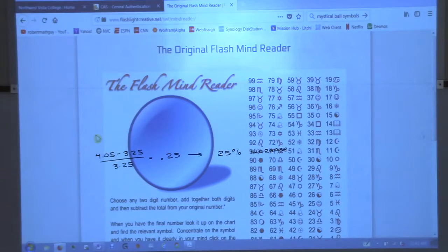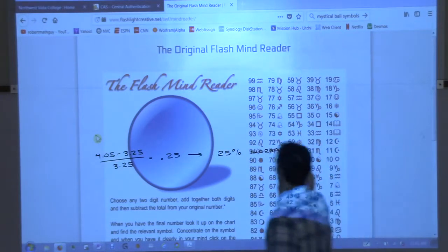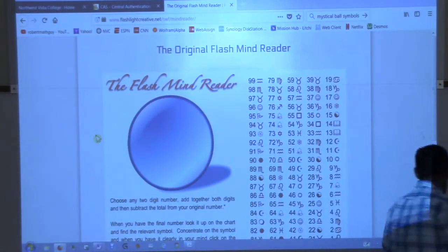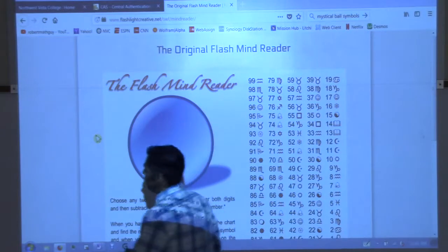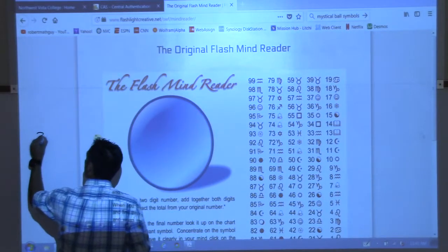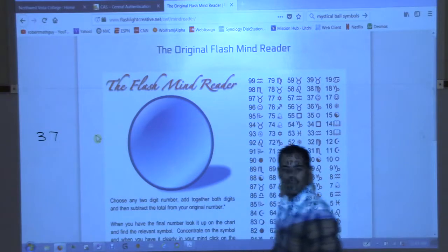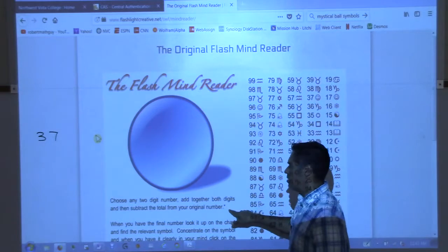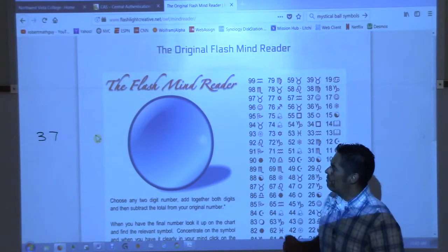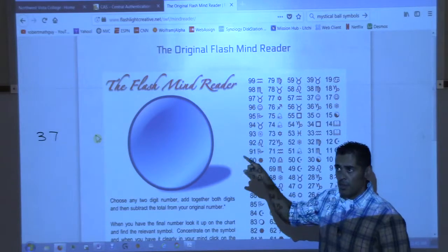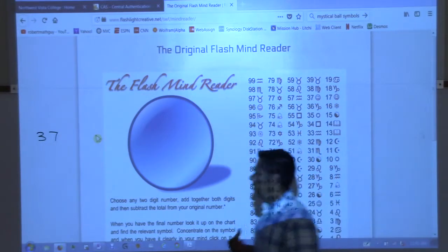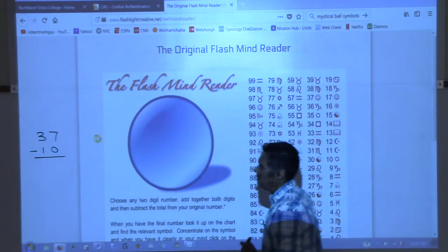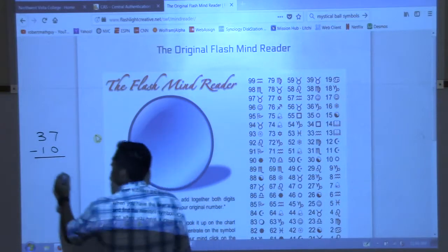Okay, you ready? We're going to do some math here. What you're going to do is choose any two-digit number and write it down. Go ahead and pick a two-digit number. I'll do my own here. Now, I'm following the instructions. Add together both digits and then subtract it from the original number. For me, 3 plus 7 would be 10, and I'm going to take 10 and subtract it from this. Make sense? And then I'm going to get that number, 27 for me.